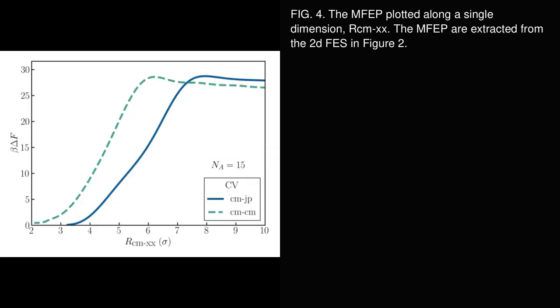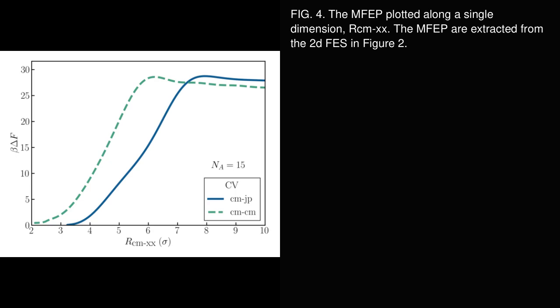Figure 4 shows the minimum free energy path projected onto a single collective variable, R_CM-XX, which captures the chain's position relative to the micelle center of mass along a spatial axis. This MFEP was extracted from the two-dimensional free energy surfaces shown in Figure 2.